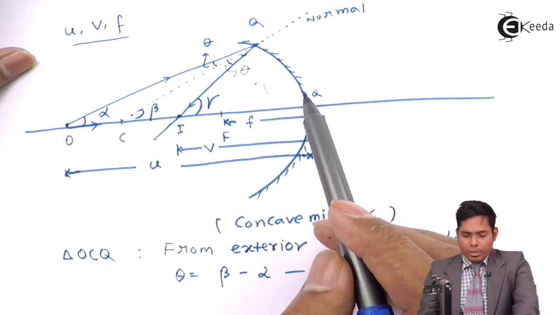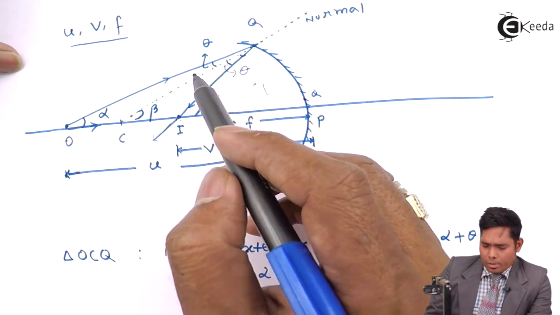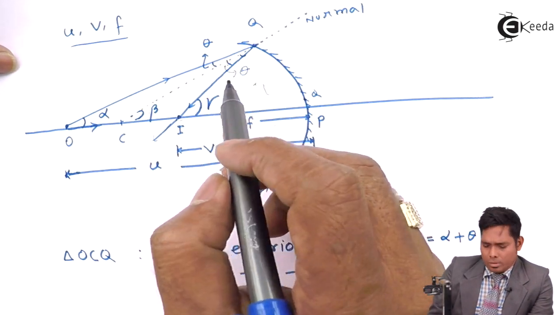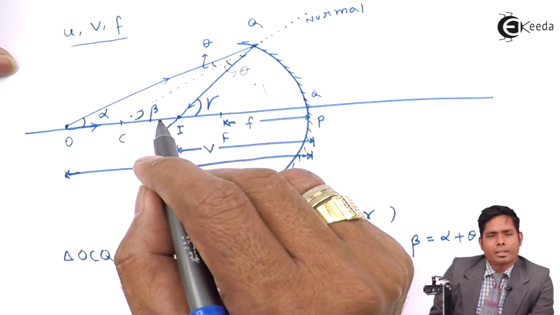Therefore, we will consider that in place of alpha, we can write tan alpha, and in place of beta, we can write tan beta.